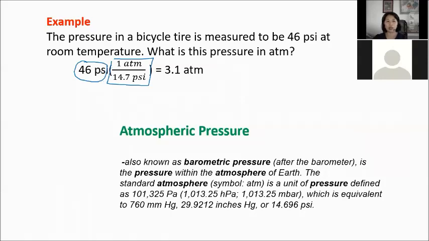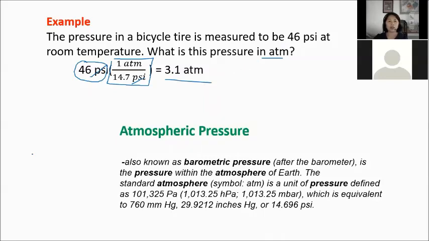Next, i-position niyo yung 14.7 na sa baba. Sa taas ang ATM kasi yan ang direction ng ating conversion. So next is to multiply 46 times 1 divided by 14.7. Cancel PSI. The answer is 3.1 ATM. So therefore, 46 PSI is equivalent to 3.1 ATM.